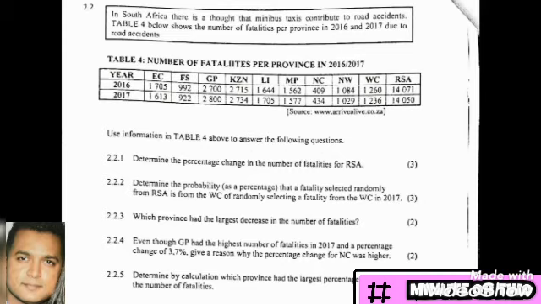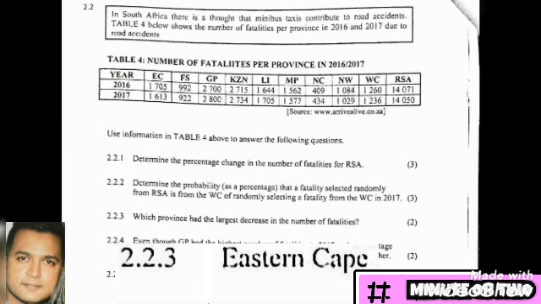2.2.3, which province had the largest decrease in the number of fatalities? In answering this, you need to look at each province and work out the differences between the 2017 and 2016 stats, and the one with the highest value in the difference would be the one that had the largest decrease in terms of the number of fatalities. And we notice that it is Eastern Cape because there is a huge difference compared to the rest of the provinces in terms of the stats from 2017 and 2016.